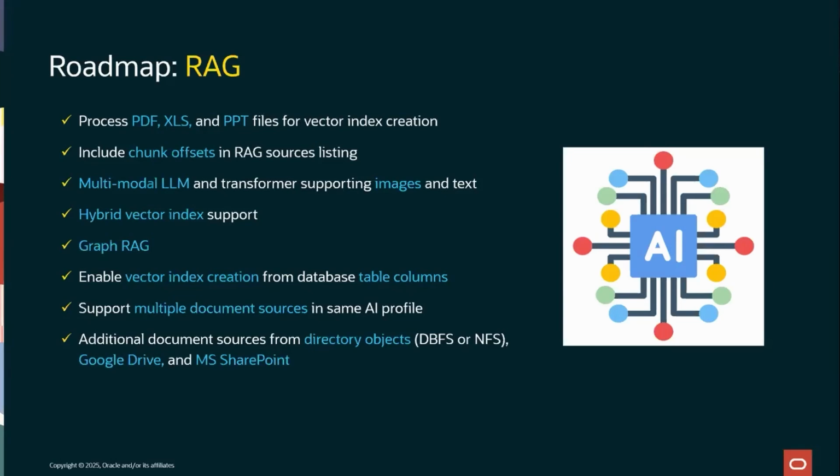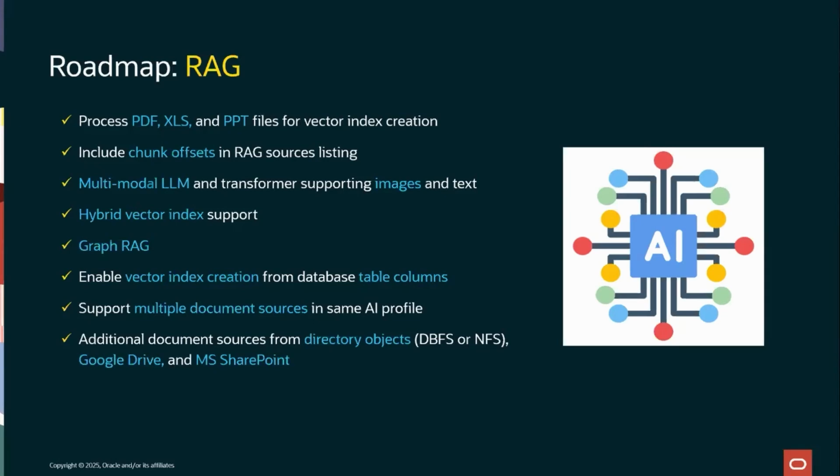Another important feature is enabling hybrid vector index search, which combines all the information retrieval capabilities of Oracle text search indexes with the semantic search capabilities of AI vector search indexes. We'll also be enabling the use of graph analytics in combination with RAG. And regarding source documents for RAG, today your documents must be stored in cloud storage like OCI, Azure Blob Storage, and AWS S3. But we'll expand this to enable vector index creation from database table columns.